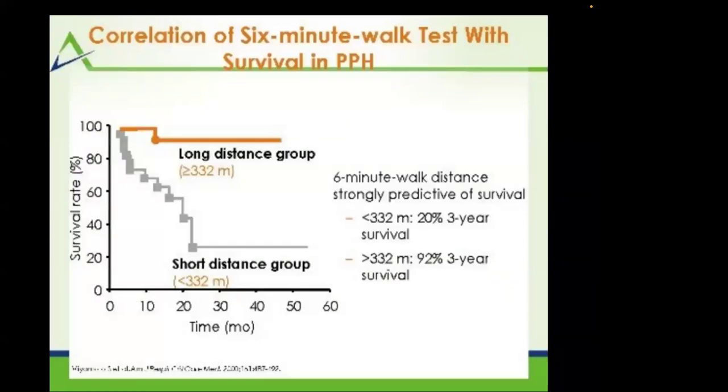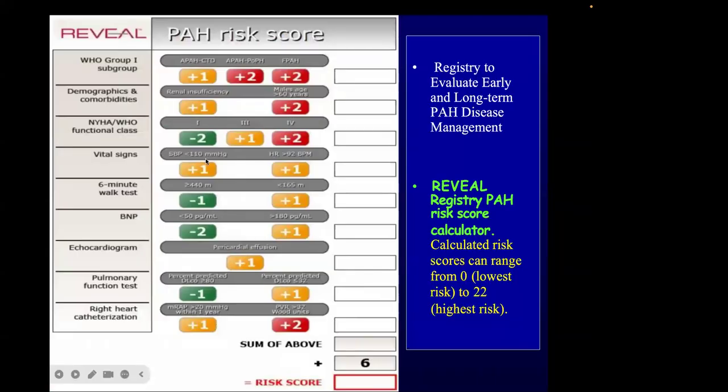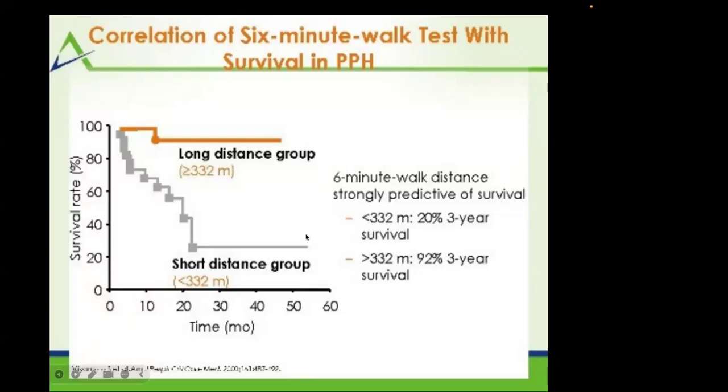This is the correlation of the 6-minute walk test with survival in PH, long distance group and short distance group. The 6-minute walk distance is strongly predictive of survival: less than 332 meters, 20% 3-year survival; more than 332 meters, 92% 3-year survival.